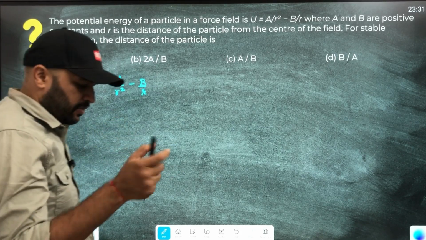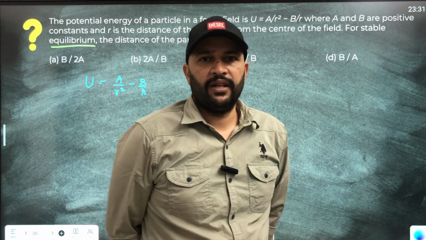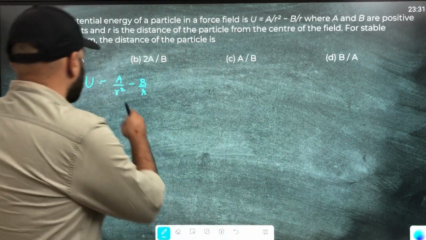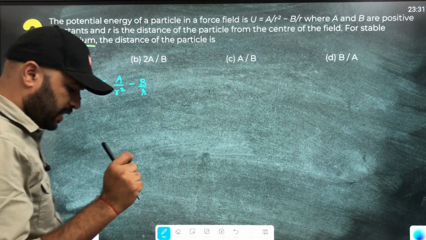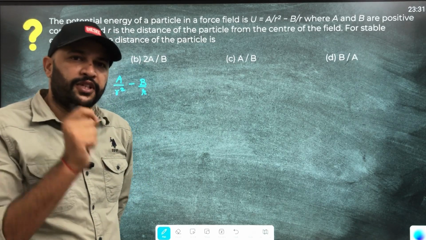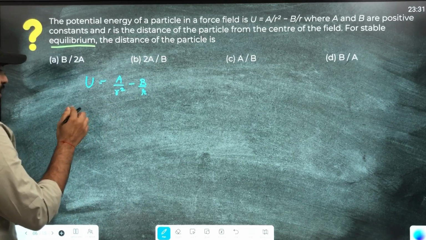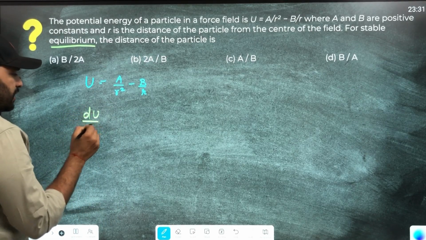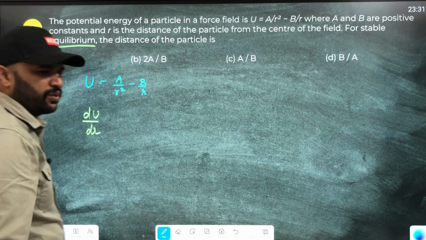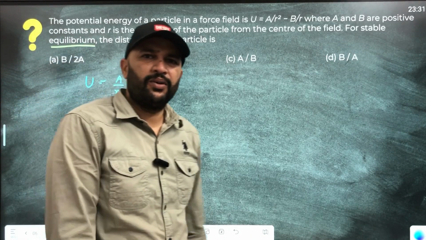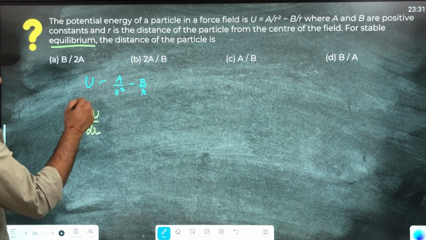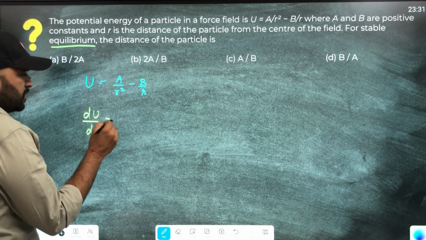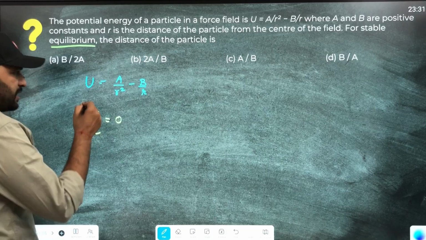For stable equilibrium, the first derivative will be 0. Okay. For stable equilibrium, the first derivative will be 0. The distance of the particle will be how much? Let me again repeat. I will use the concept that for stable equilibrium, the first derivative will be 0. So let me just find it as dU by dr. Okay. Why is it 0? We know that F equals minus dU by dr. And for stable equilibrium, there is no force acting on the particle. So here dU by dr will be equal to 0. Clear it is? So let's differentiate it.